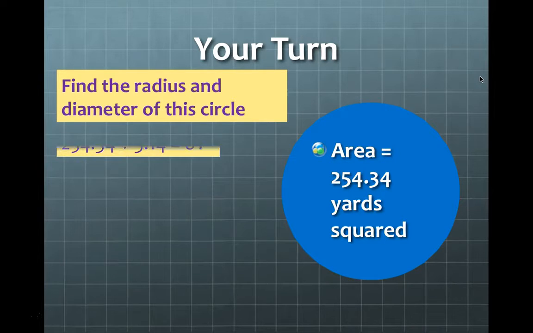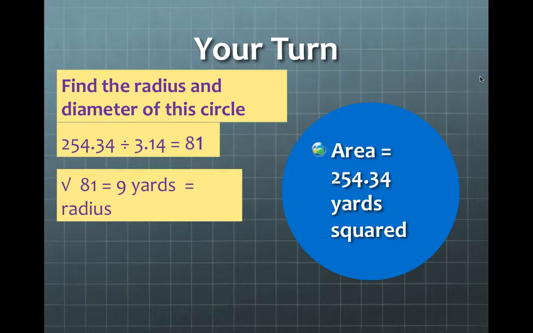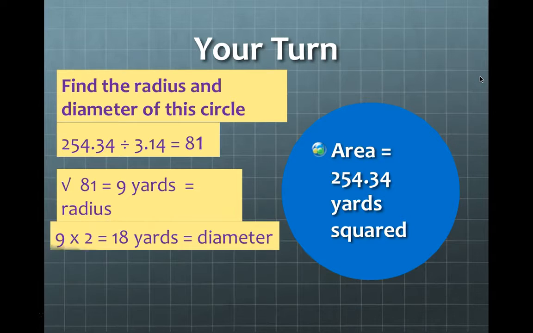Alright, let's see how you did. So first we're going to start by taking the given area, which is 254.34 yards squared, and we're going to divide that by pi, 3.14, and we get 81. Now we need to get the square root of 81. The square root of 81 is 9, because 9 times 9 is 81. So 9 yards is the radius. You always want to include those labels.